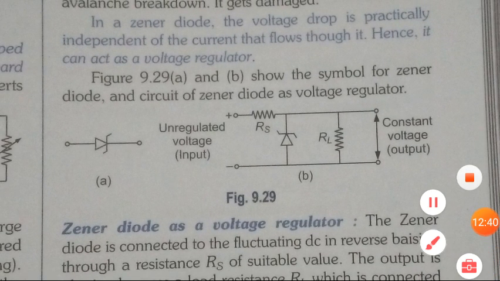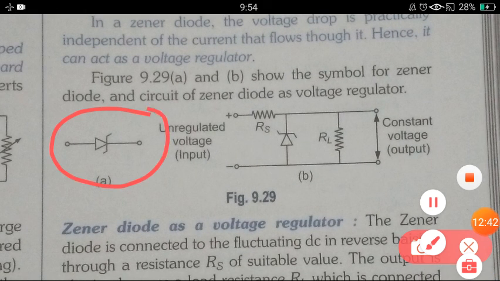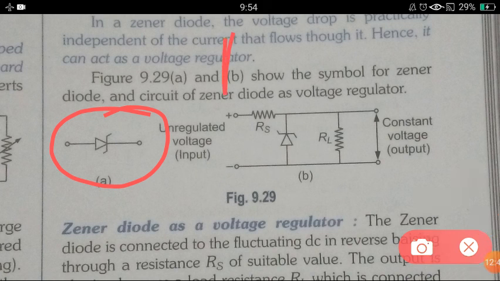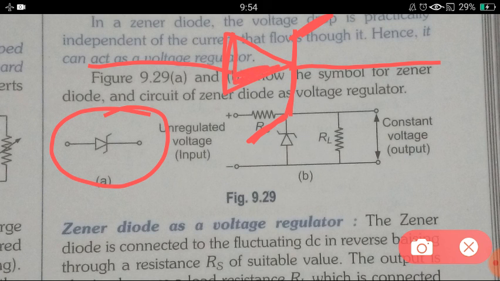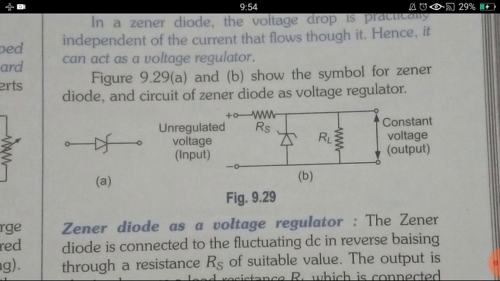Now here you can see the symbol for the Zener diode. In the case of a PN junction, this was the symbol. Now if this line is made like this, it becomes a Zener diode, and it shows that the PN junction is now reverse biased. The PN junction is working in reverse bias. At that time we will have this type of symbol. So this is the symbol of the Zener diode.